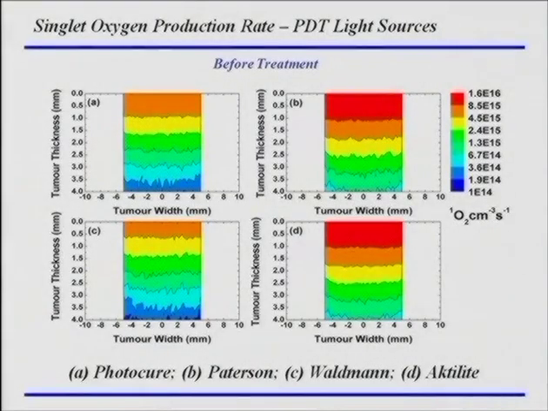Now, you've seen this sort of thing before. We're looking at singlet oxygen production. When I say before treatment, this is before you begin to do any photobleaching. It's a snapshot. This in itself isn't terribly useful because what you want to know is how much singlet oxygen you have produced right through the treatment. So this is a snapshot at the beginning. These two are the Photocure and the Waldmann lamp. The Waldmann lamp's a great big beast. It's enormous. You can treat half a person under one of those.